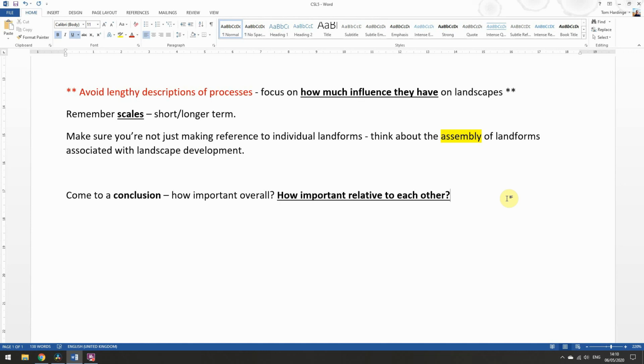So hopefully that's useful to you. Remember to go back and have a look at your notes on those processes and the stuff that we did about the Dorset case study. There's lots of good opportunities there to use some examples from that case study.